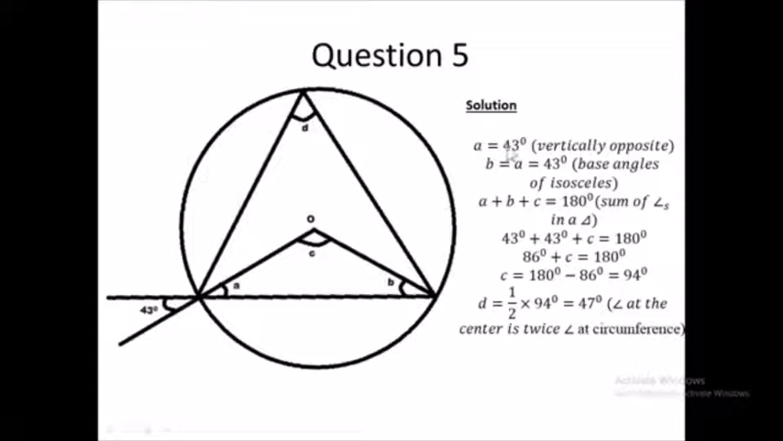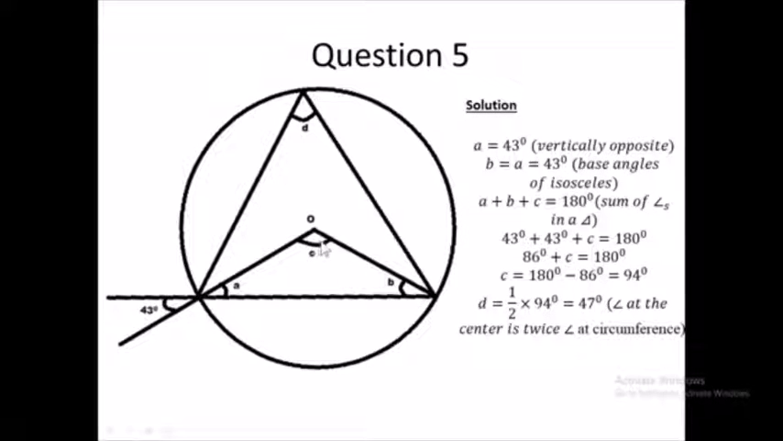So that I have A equal to 43, reason being that they are vertically opposite angles. Also, if you look at this triangle here, this side is equal to this side because they are both radii. So this triangle is an isosceles triangle, and base angles are equal. That means our B is also equal to A. That's why we have 43 degrees.